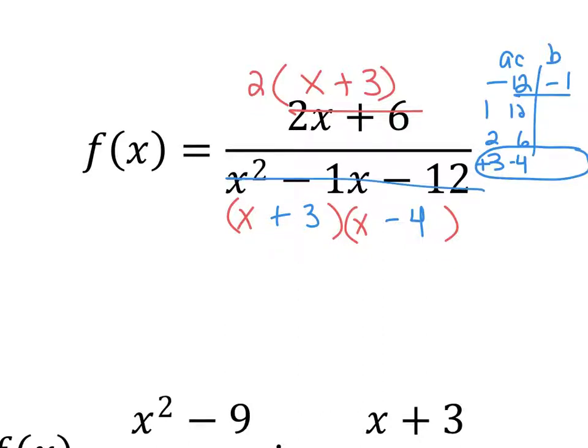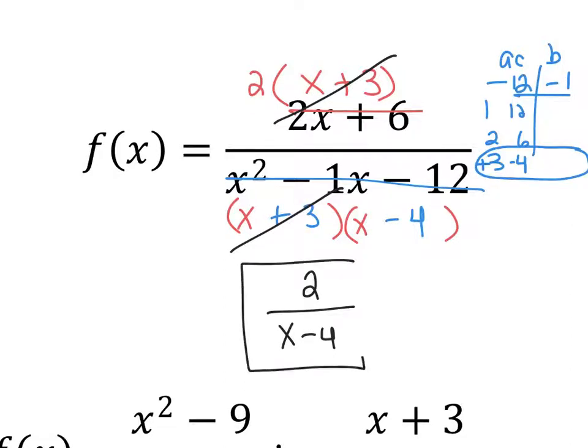If you have a term that's common on your numerator and denominator, they actually divide to 1. So all that's left on my numerator is a 2. All that's left in my denominator is an x minus 4. So there are two practices that are simplifying them.